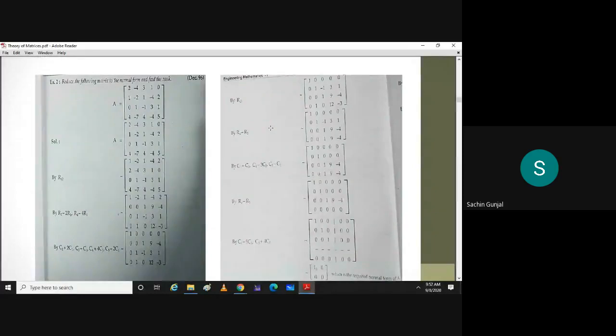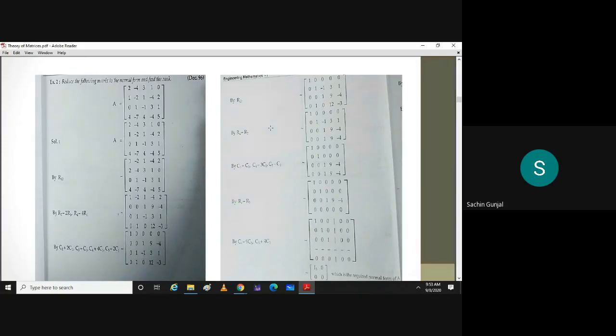Any other choice? R2 and R4. See why I'm saying this? Because elementary row or column operations do not alter the rank.